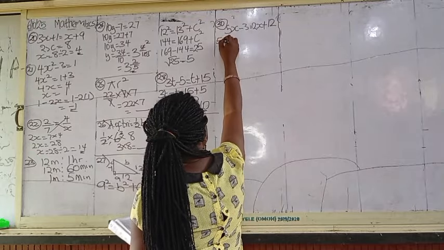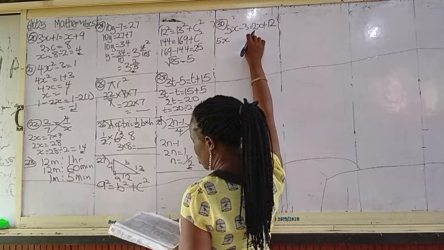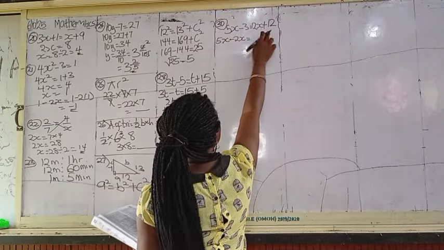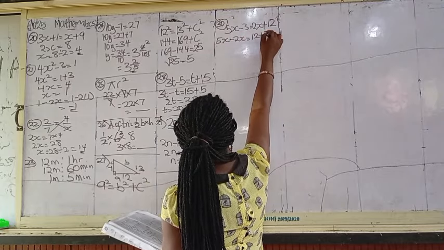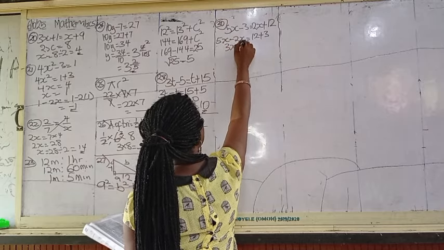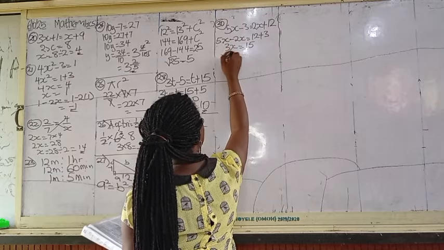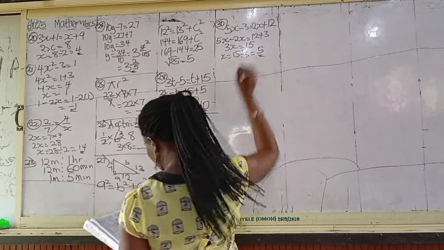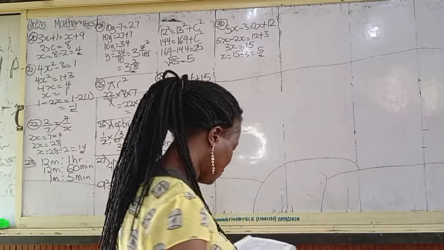And that will be 5x minus 2x is equal to what? 12 plus 3. And this 5x minus 2x, that's equal to 3x is equal to 15. X is equal to 15 divided by 3, which is equal to 5. So our answer there is 5.